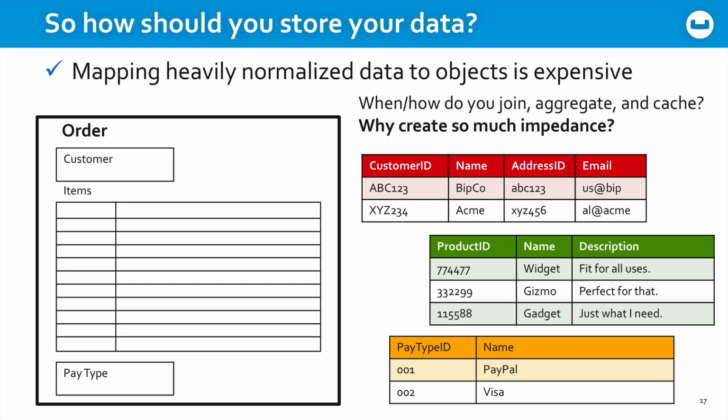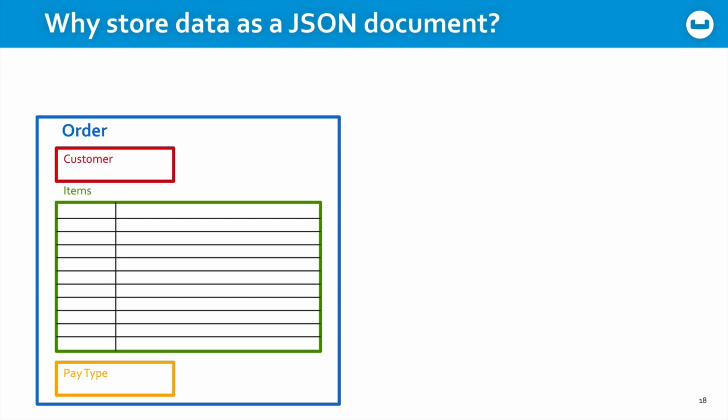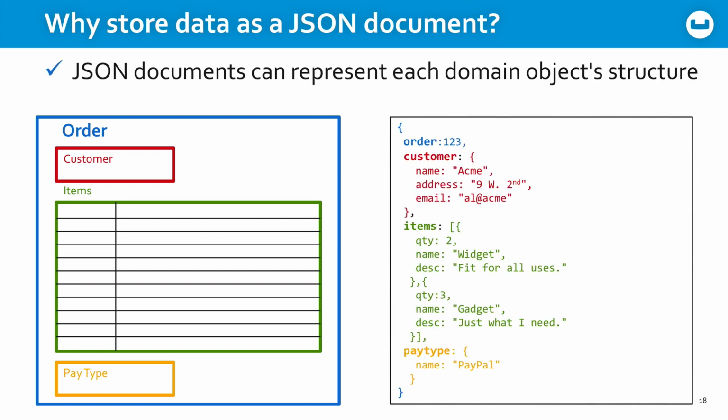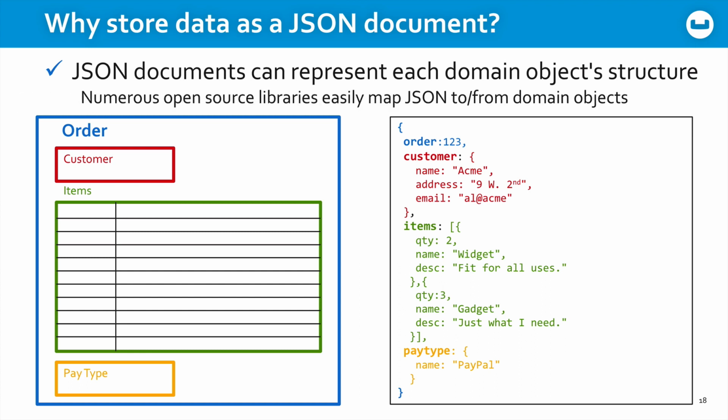Why would you create so much impedance between your data and your underlying code? So you can store data as a JSON document. The benefit of these documents is that they allow you to articulate a data structure which directly corresponds to your underlying domain object. There are numerous open source libraries that easily map JSON to and from domain objects in virtually every major and a whole lot of not so major languages.